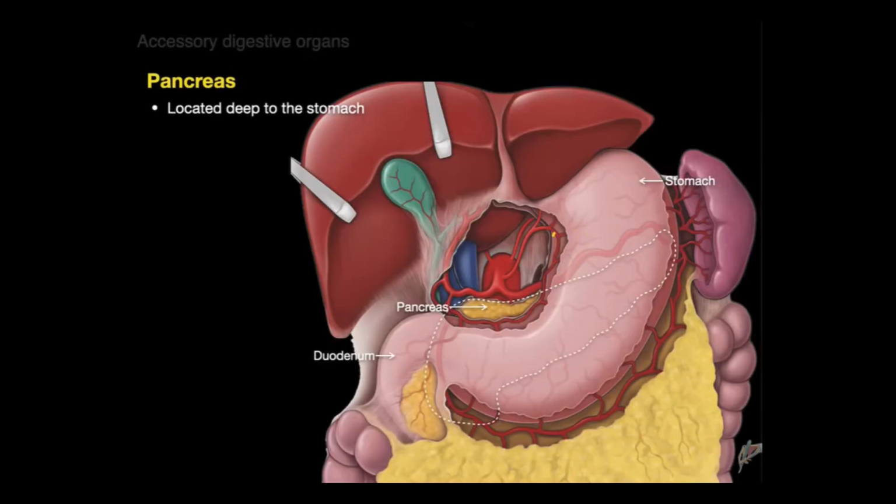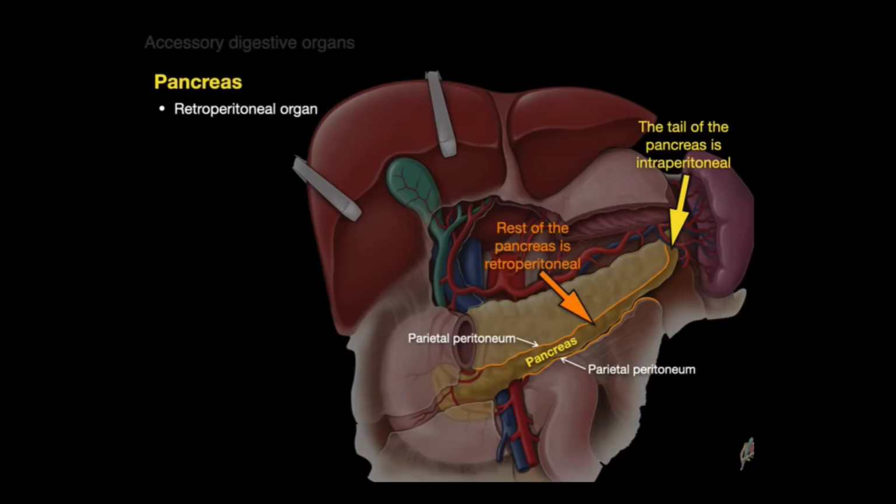Now, the pancreas is located posteriorly to the stomach and it is mostly a retroperitoneal organ. When I say retroperitoneal, I mean it is mostly covered in peritoneal folds. You can see the layers called the parietal peritoneum, the white ones. Those are going to cover the majority of the pancreas itself.